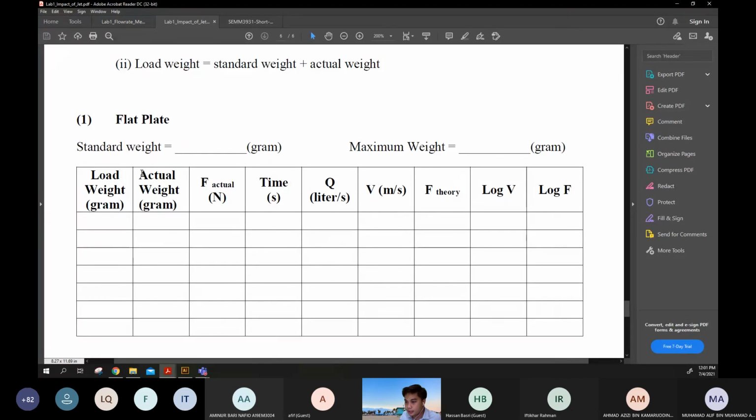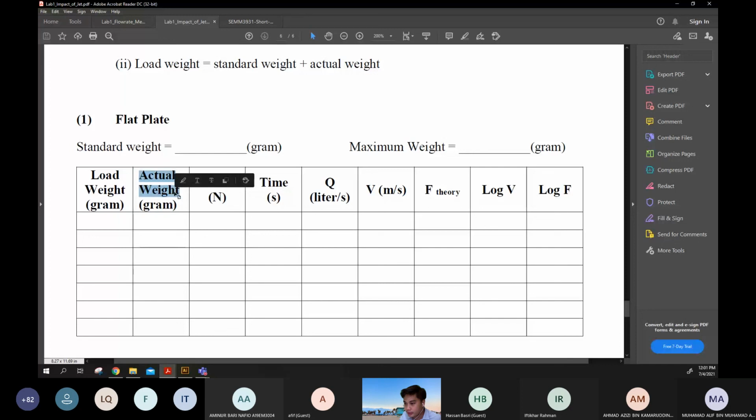Okay, I think you're going to have the actual weight, and for the load weight, you can see it is the standard weight plus the actual weight. So once you get the actual weight, you need to add this standard weight, and then you can have this load weight. So you can fill up this table and this table, all right? And for the F actual, you can directly get it from mass multiplied by gravity.